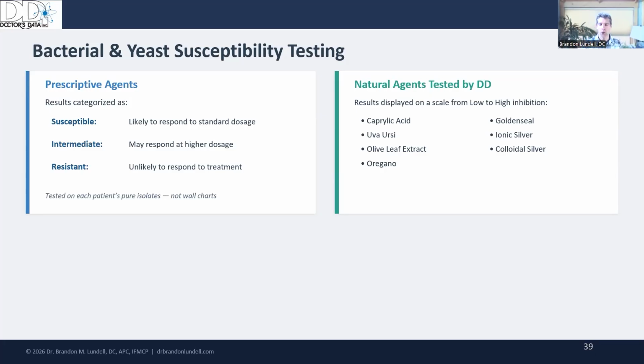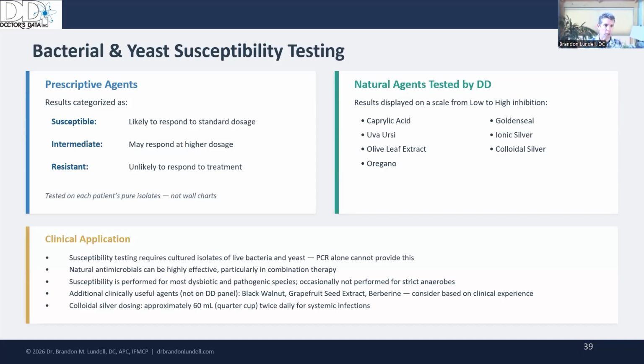But this gives you a good suite of natural agents that you can use. Susceptibility testing requires cultured isolates, which they do. PCR alone cannot provide this, which is why other tests don't provide this. And it really is invaluable at knowing what natural and pharmaceutical agents are likely to work.